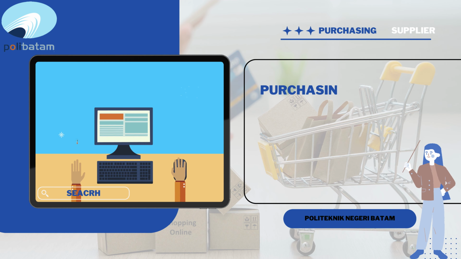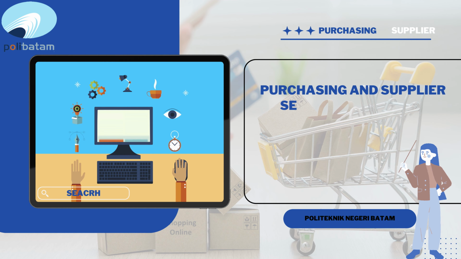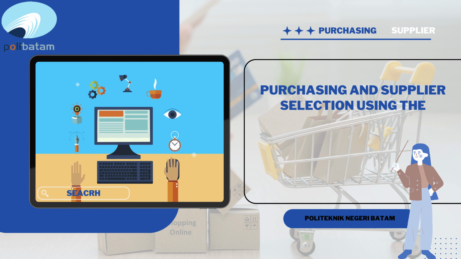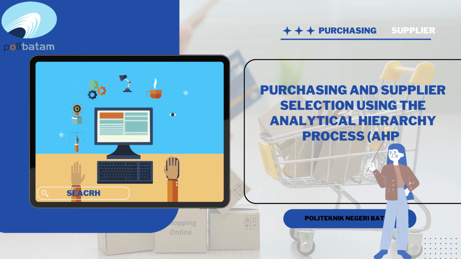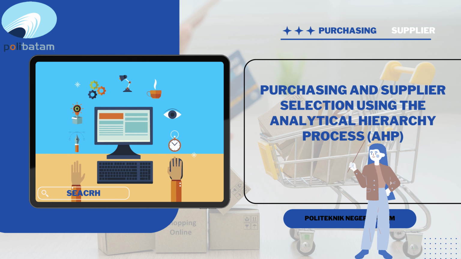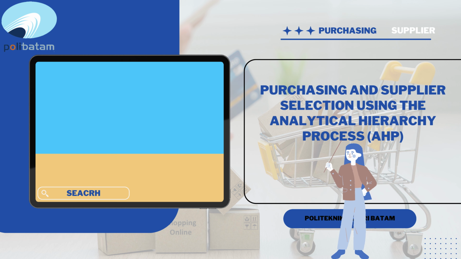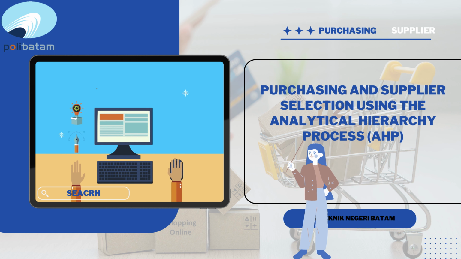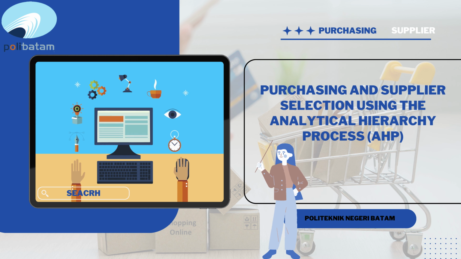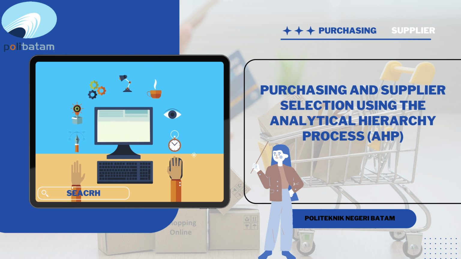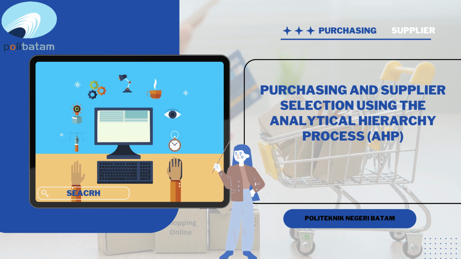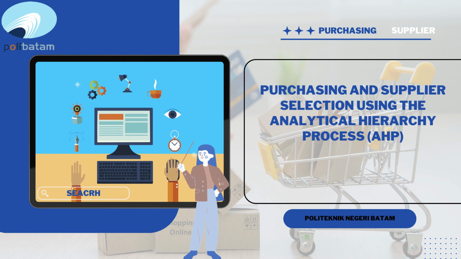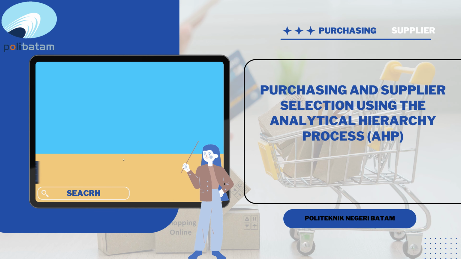And welcome to our exciting session on purchasing and supplier selection using the Analytical Hierarchy Process, or AHP, a comprehensive guide. My name is Lydia, and today we are going to dive into powerful decision-making tools. These tools can transform how you select suppliers and manage procurement. Now get ready to explore how AHP can bring clarity and efficiency to your supplier selection process.